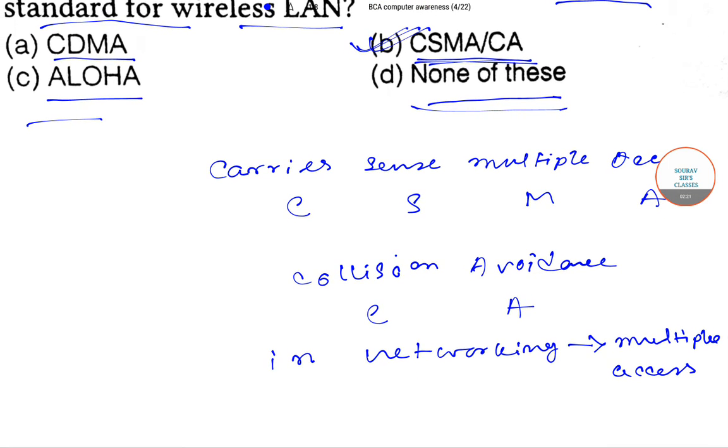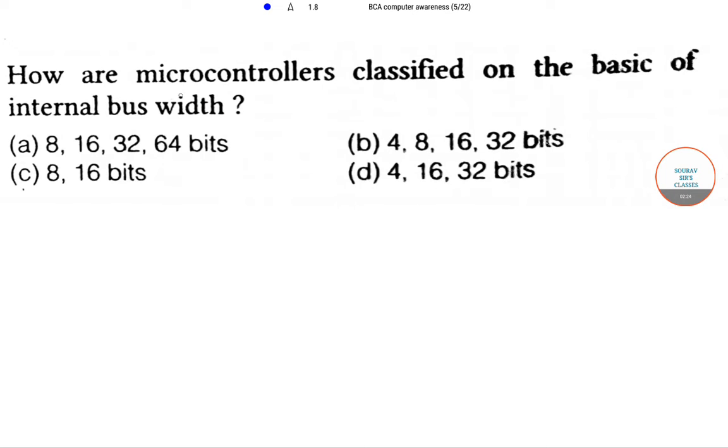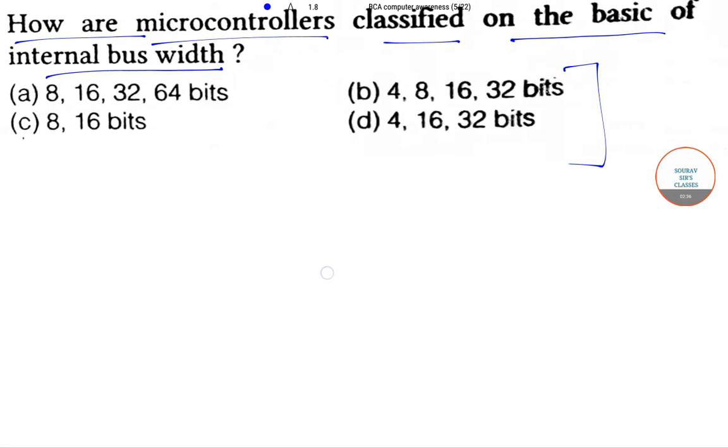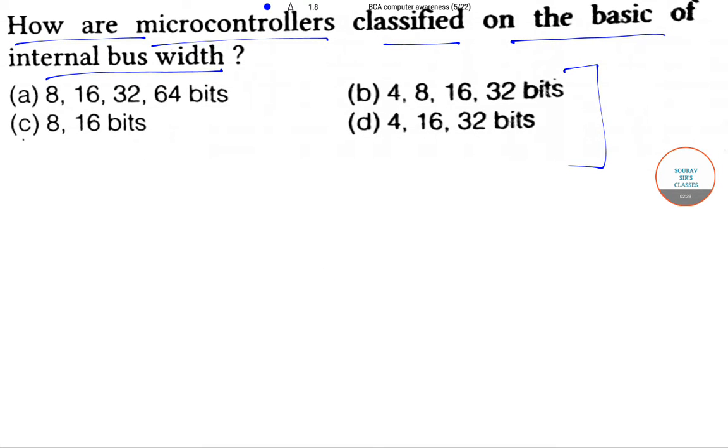Now let's move to the next question. So here the question is about microcontroller. How are microcontrollers classified on the basis of internal bus width? And here we have some options. So a microcontroller that is classified as 4-bit, if it executes a nibble at a time, then it will be an 8-bit controller.